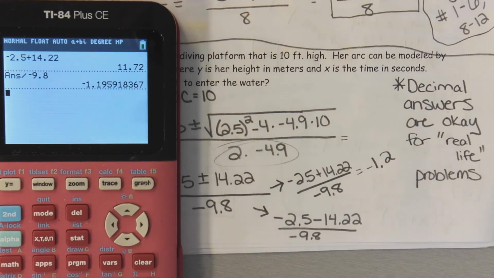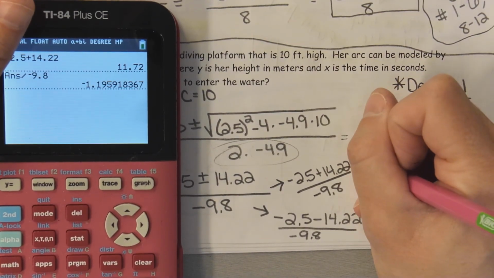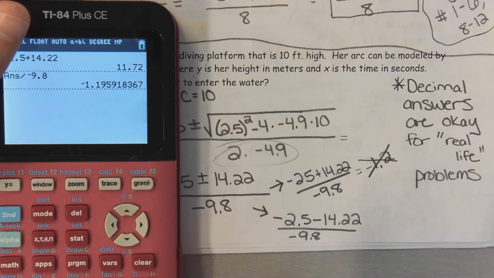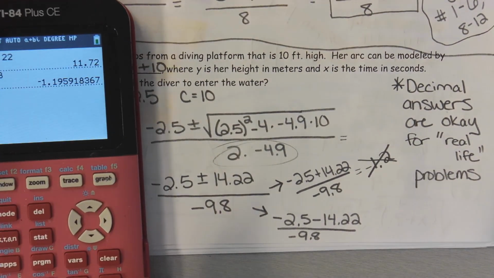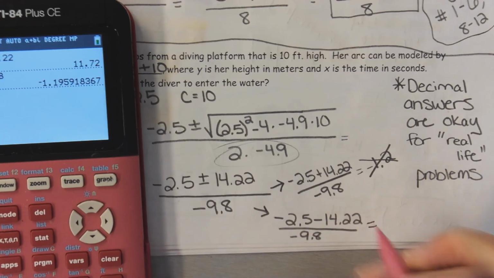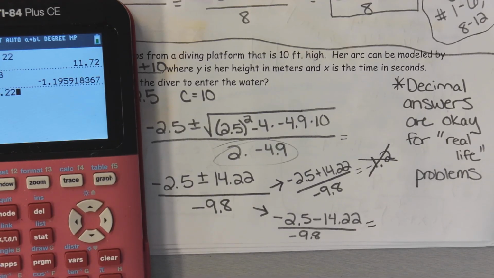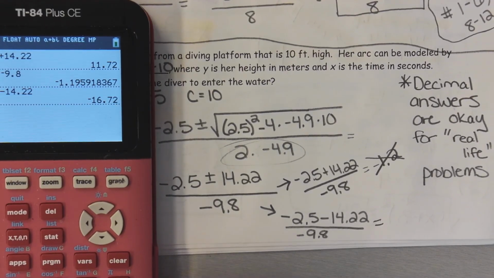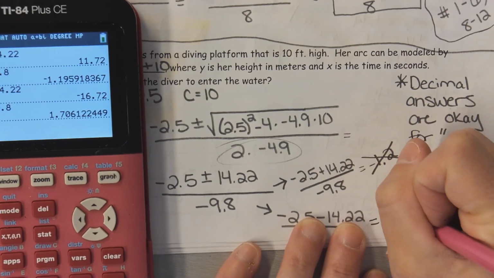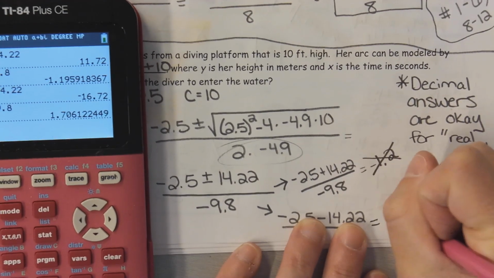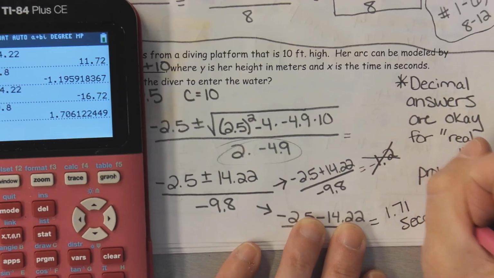Yep. Now remember, this is time. Am I a time traveler? Can I go back in time with my dive? No. I could probably somehow knock myself unconscious, but time travel, no. Okay? So that's not going to be an answer that we can use. That's not usable. Let's try the other one. Negative 2.5 minus 14.22. Then divided by negative 9.8. Do we buy it that the person was in the air for about 1.7 seconds? Does that seem reasonable? Yeah.